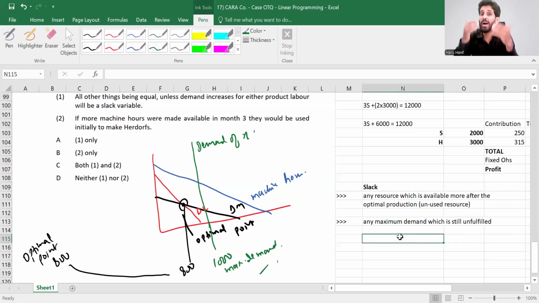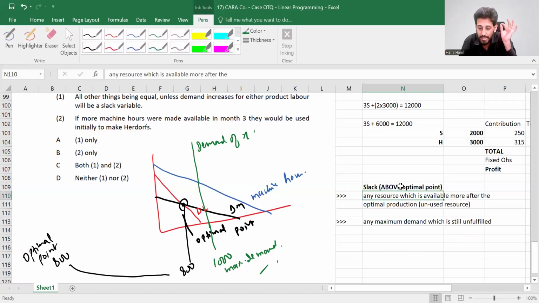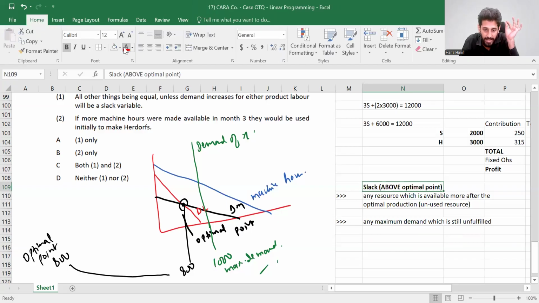So, how to identify the slack on the graph? Slack is anything that is unused resources or unfulfilled maximum demand. And the indication from the graph is that it is always outside, above the optimal point. So slack is above the optimal point. This is the identification of slack.